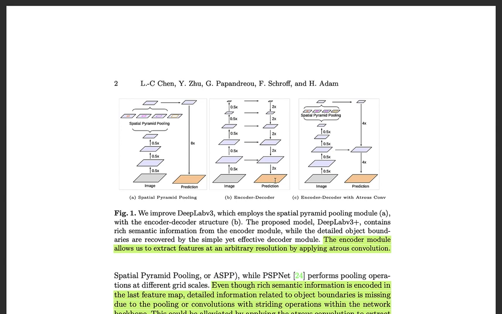So what we're doing here is trying to combine these two architectures to gain a final unified architecture, which is encoder-decoder with Atrous convolution and also with a spatial pyramid pooling module to be able to capture objects from different scales.